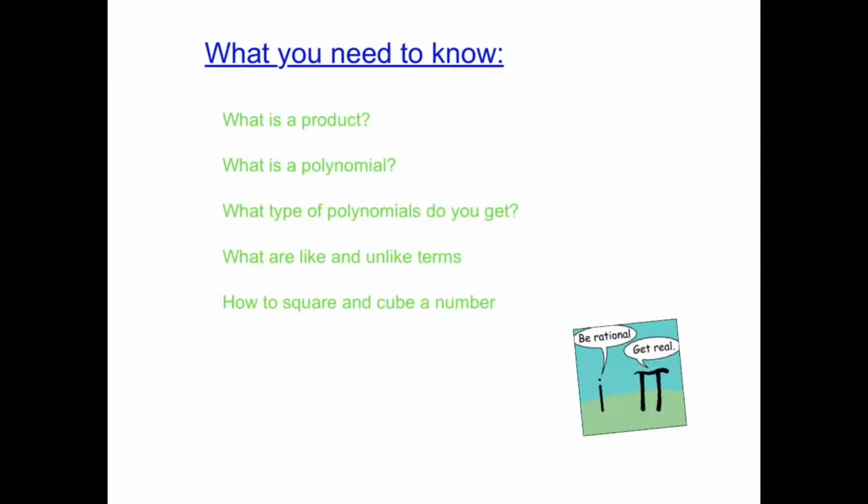Before we move on, there are a few things you need to know. First thing you need to know is, what is a product? Secondly, what is a polynomial and what type of polynomials do you get? You also need to know what are like and unlike terms. And lastly, you need to know how to square or cube a number.